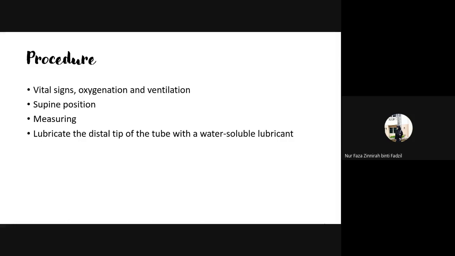And then we must put the patient in the supine position. So, the head of the patient should be flat, or preferably elevated as the child's condition permits. And if indicated, we can have an assistant or a second person to keep the child immobile, or the presence of the parents for support. Then do the measuring. For the measurement, I will show it on the next slide. And then lubricate the distal tip of the tube with a water-soluble lubricant.